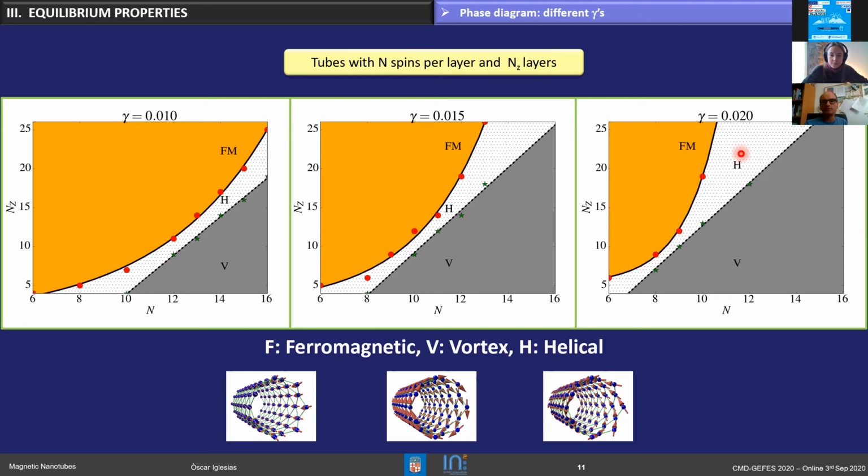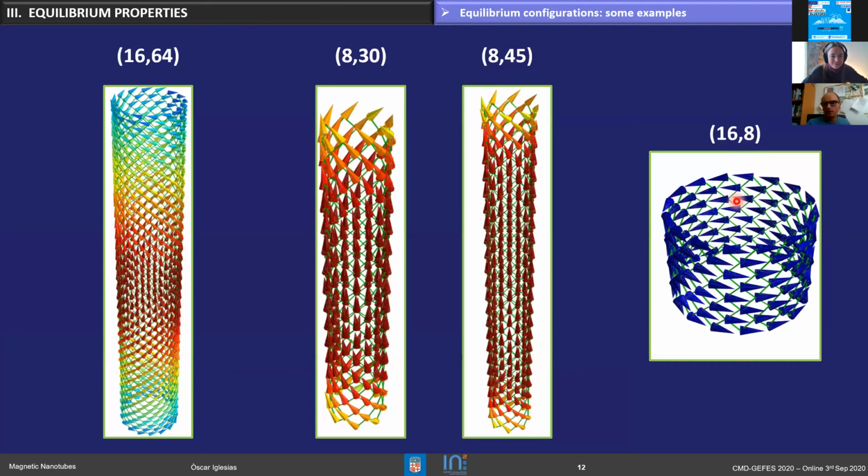Here you can see some examples of configurations ranging from pretty narrow tubes, changing the length. You see that there's always a cap of spins that try to form a vortex. There's a ferromagnetic area and the extension of this cap of vortex states depends on the radius and also on the length of the tube, as you compare here. If the tube becomes very wide, with a wide diameter, then the vortex is formed completely.